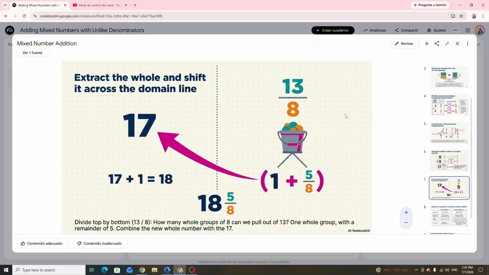Okay, so now that number 1, I'm going to add it to 17, and now the 17 will turn into 18. And now that I have 18, I just have to put together the whole number 18 and the proper fraction. Okay, so remember, here was an improper fraction and here it's a proper fraction. Remember, proper because it has to be less than 1, so the number on top has to be less than the number at the bottom. I hope you understood this video, and I'll see you in the next one.